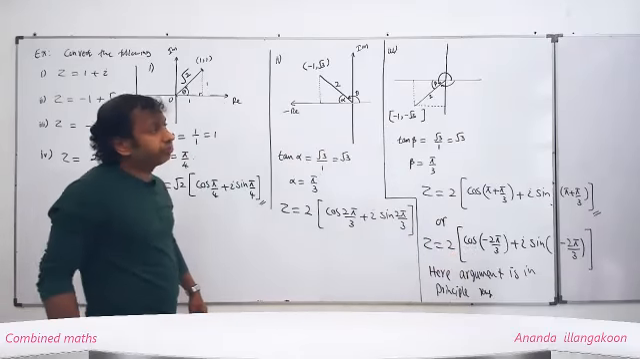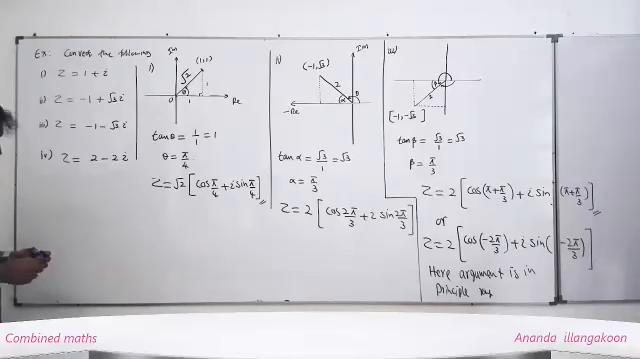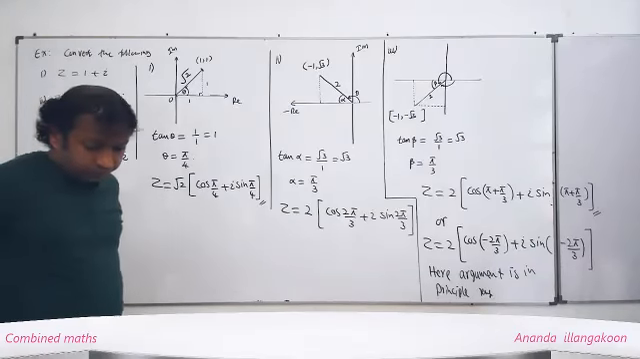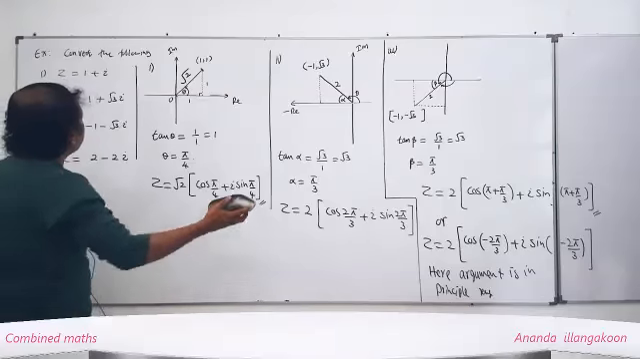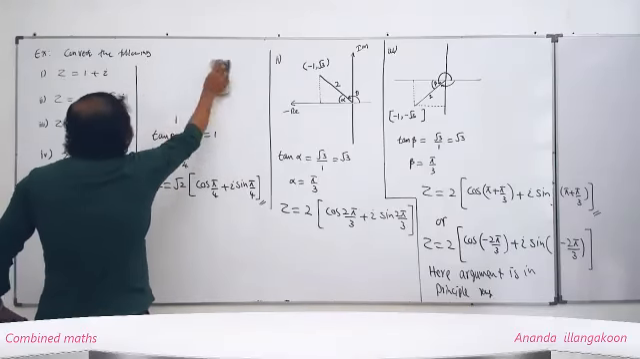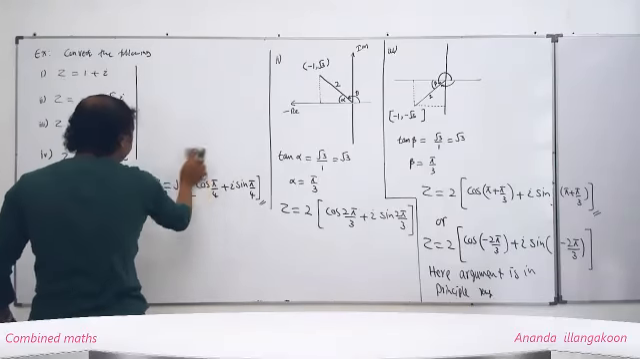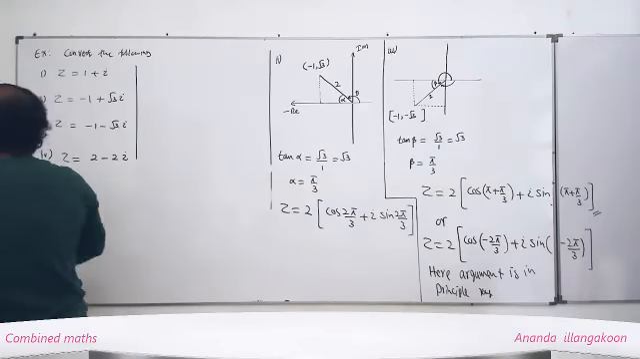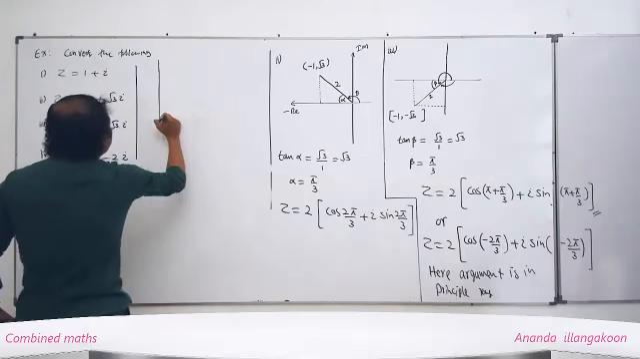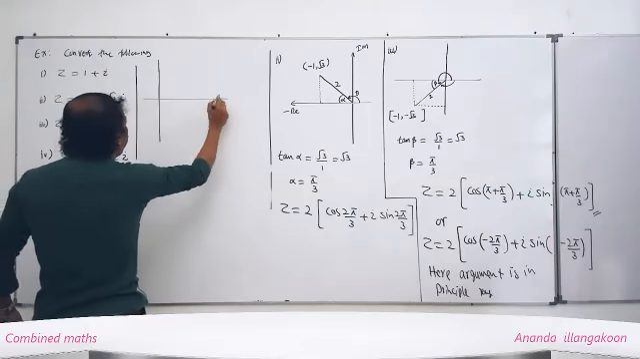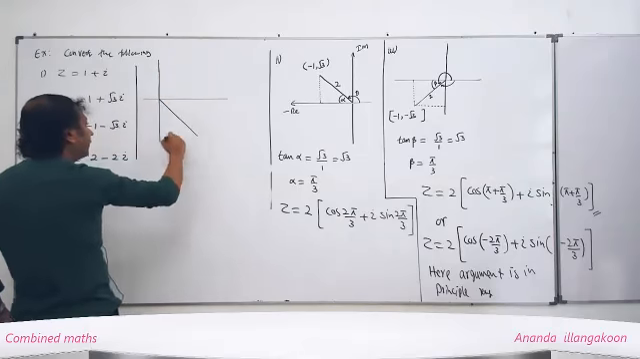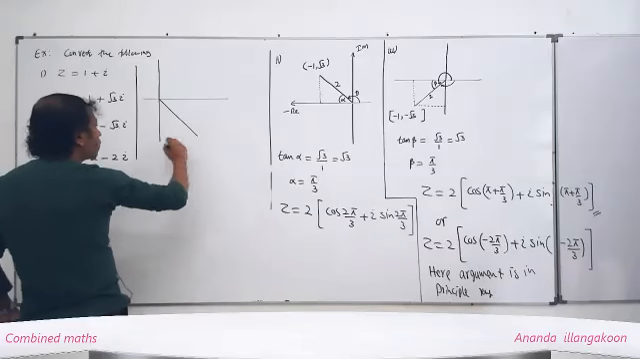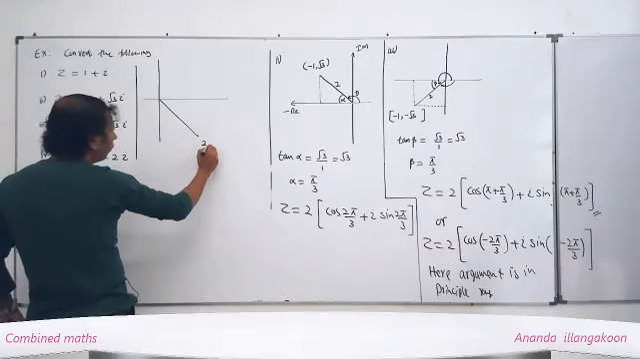Right? So come to the fourth one, 2 minus 2i. The corresponding quadrant is this. This x coordinate is 2, y coordinate is minus 2.